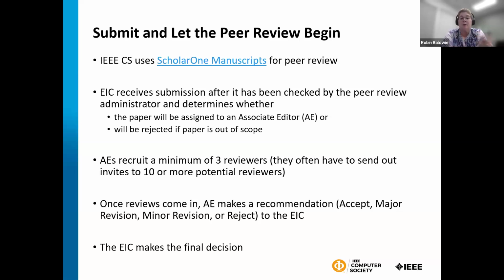The associate editor is responsible for recruiting reviewers. Our associate editors recruit a minimum of 3 reviewers for each paper. They often have to send out multiple invites in order to get that number. Once the reviews come in, the AE reviews them, makes a recommendation to the EIC, and it could be either an accept, major revision, minor revision, or reject. And if it's one of the 2 revisions, then as the names imply, you would update your paper based on reviewer comments and resubmit. And as I mentioned a little bit earlier in the presentation, the EIC makes the final decision.